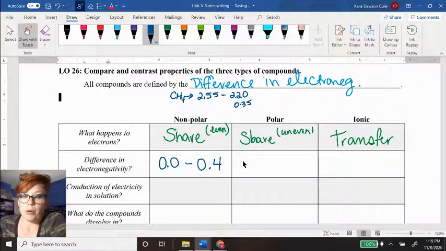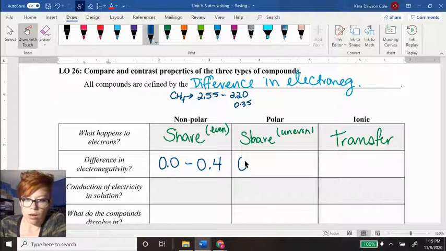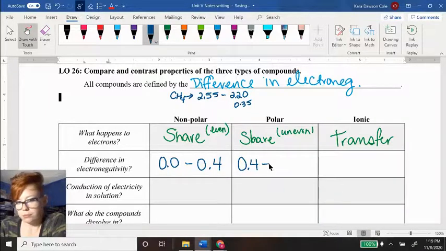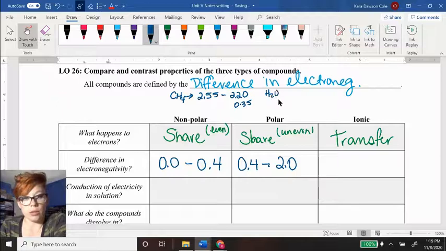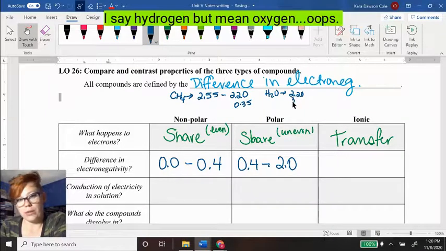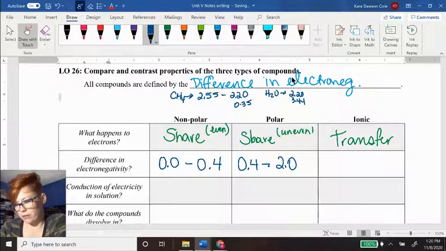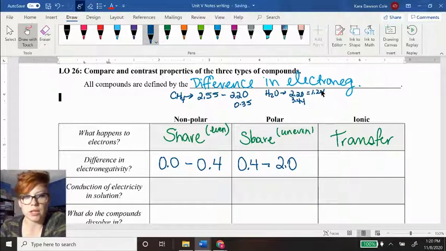Now, if I were looking at a polar molecule, it would be from 0.4 to 2.0 difference in electronegativity. So H2O, we know that that's a polar molecule. Again, hydrogen has a 2.20 electronegativity. Oxygen has a 3.44 electronegativity. So the difference in electronegativity between hydrogen and oxygen is 1.24. So that 1.24 falls in the range of polar compounds.